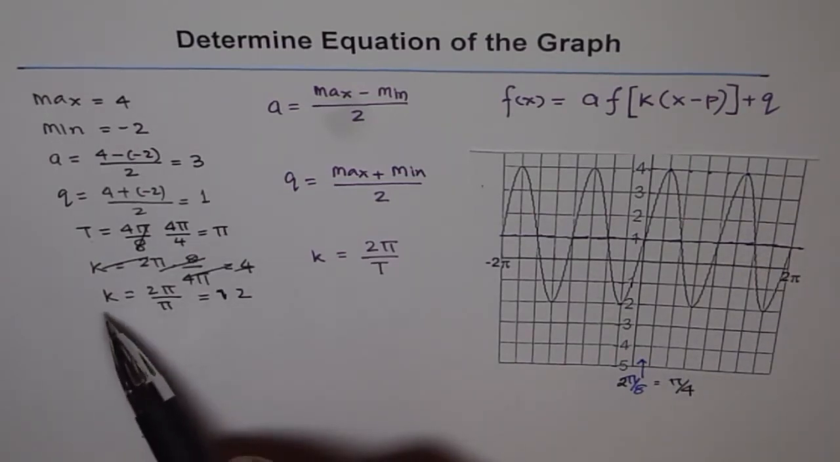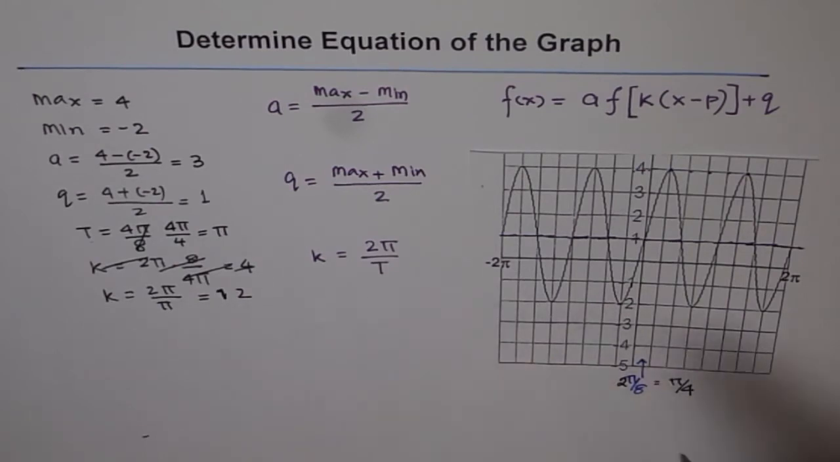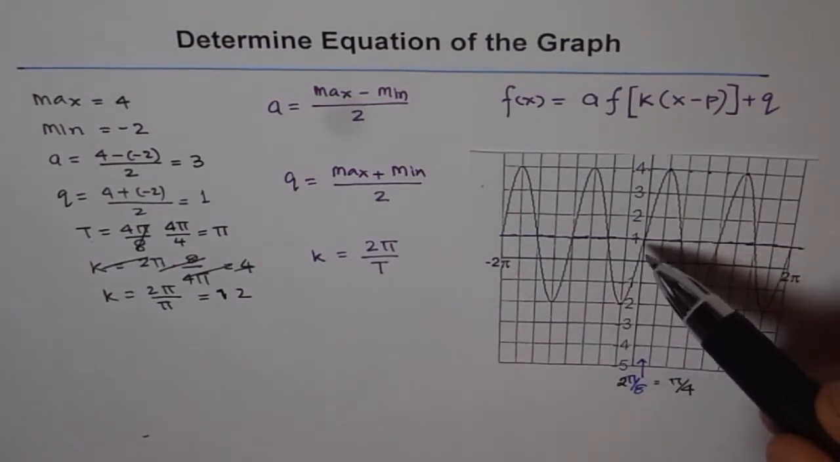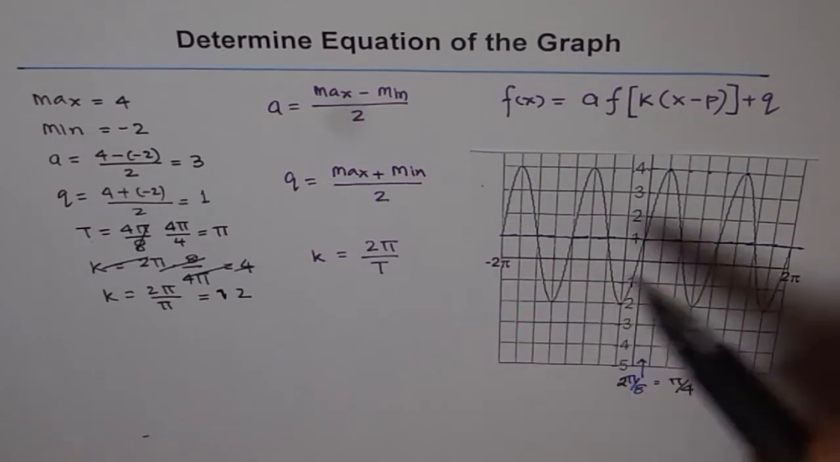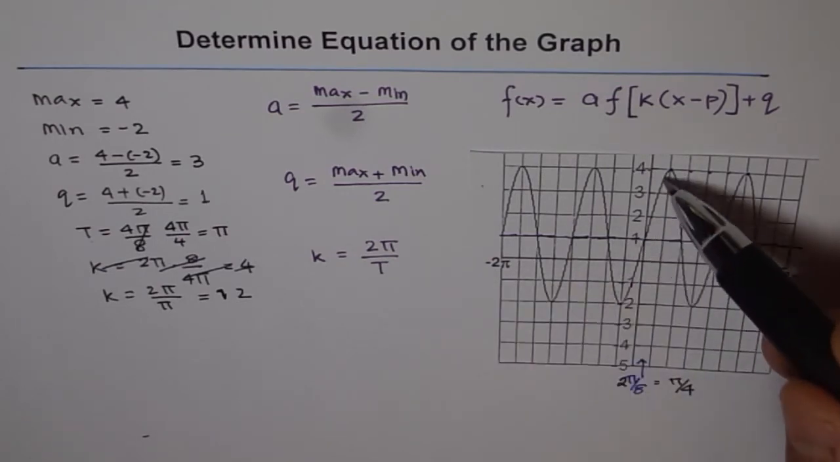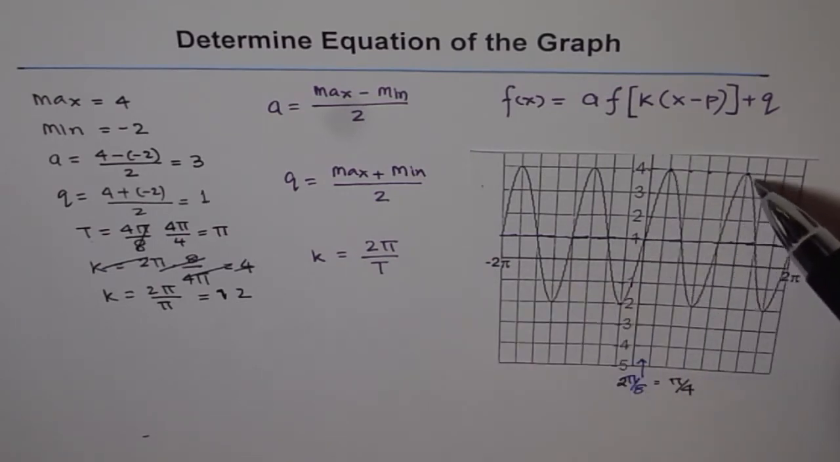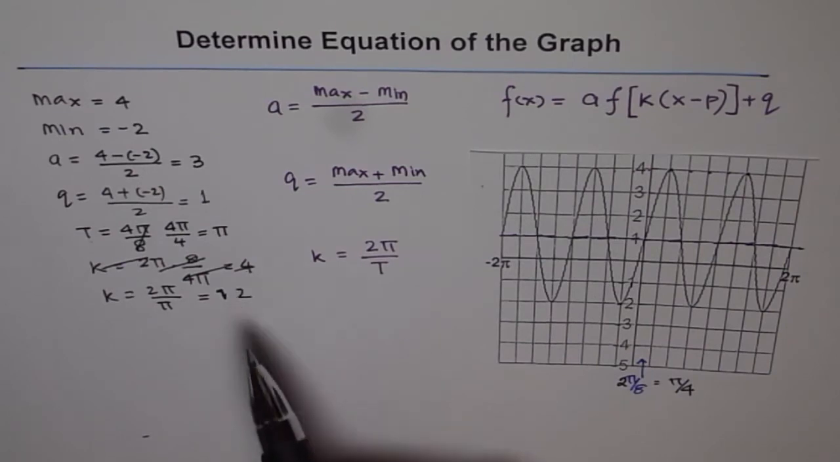Now, when they say k is 2, it really means that within a period of 0 to 2 pi, we have two waves. Do you see that? One wave and the second wave. Correct? So we have two waves. So I was just counting the waves and found we don't have 4 waves, so there is a mistake.